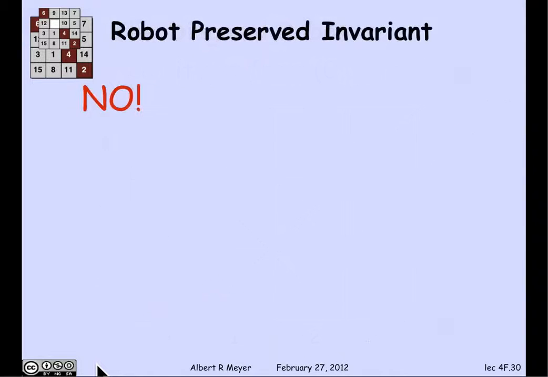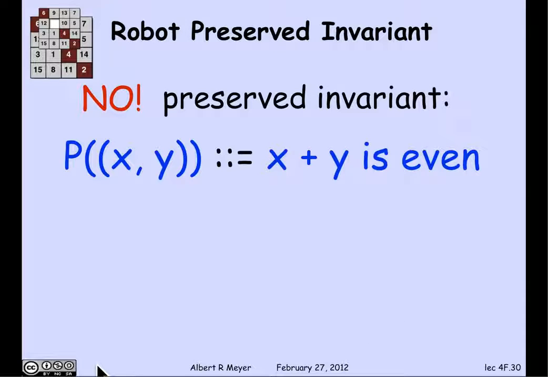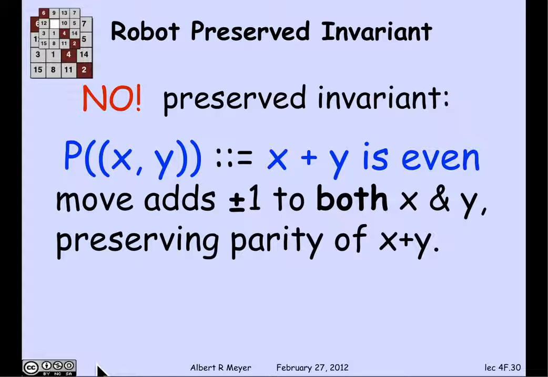And the reason is that there's a preserved invariant of that set of robot moves, namely the sum of the coordinates is an invariant. If the sum of the coordinates is even, it stays even. And why is that? Well, any move adds plus or minus 1 to the coordinates of both x and y. Maybe x and y both go up by 1, in which case the sum of x and y increases by 2. So if it was even, it stays even. Or they both go down by 1. Or maybe one goes up and the other goes down, in which case the sum doesn't change. In every case, if x plus y was even, it stays even.